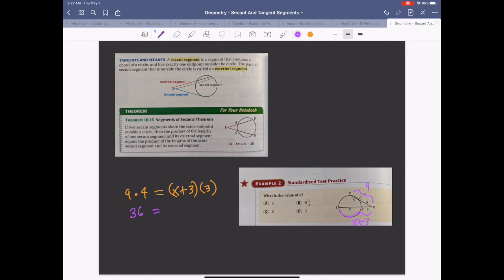So 36, 3 times x is 3x. 3 times 3 is 9. All I have to do is subtract 9 from both sides. I get 3x equals 27, and x equals 9, and D.